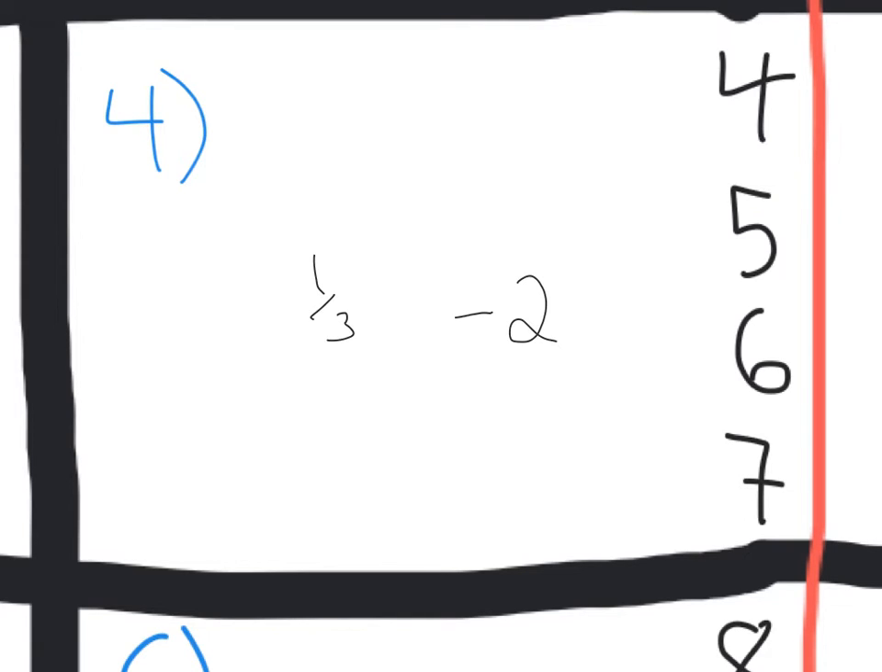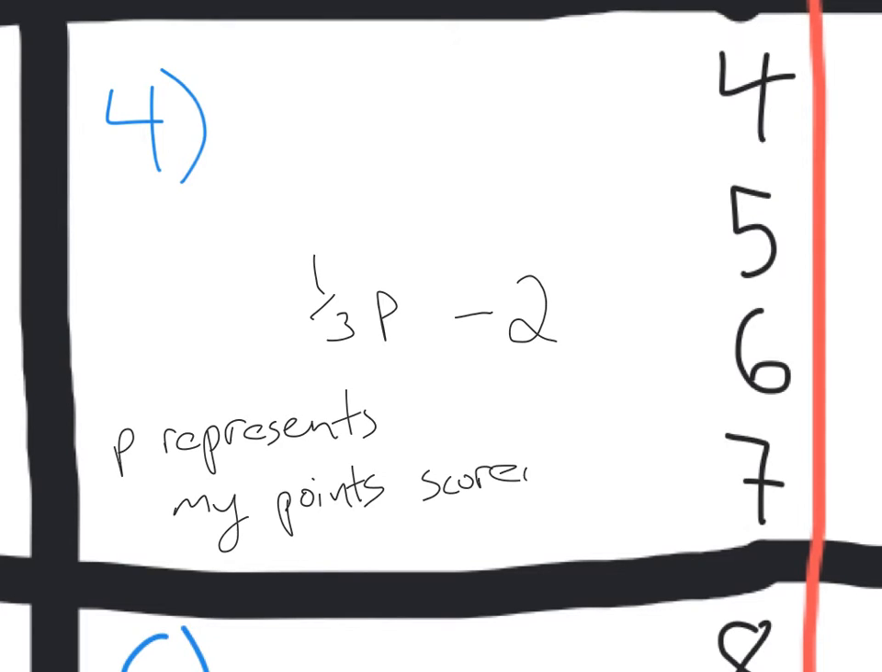So I'm just going to say P for points, and my variable that I defined is P represents my points scored. Now we don't know what P is here. Just like in the other ones, our variable is our unknown. But that's all we're asked to do here today, is to just find algebraic expressions based on the English words that they give us. So 1/3 P minus 2, or 2 less than 1/3 of the points scored.